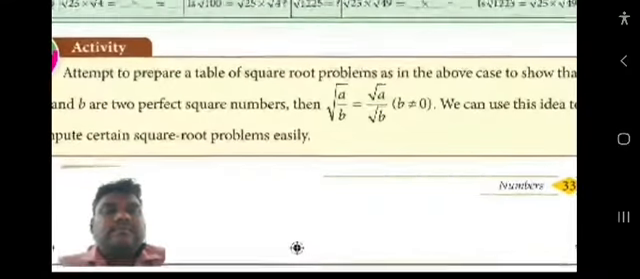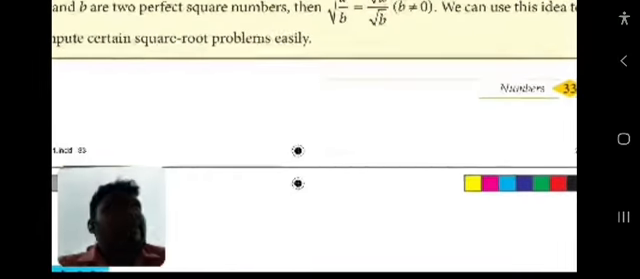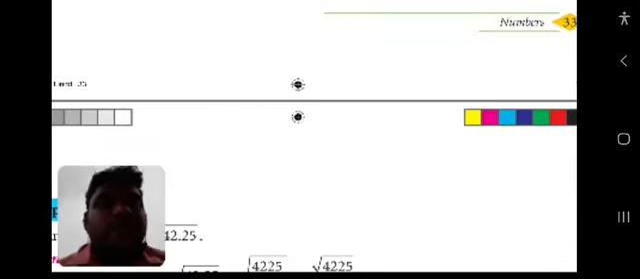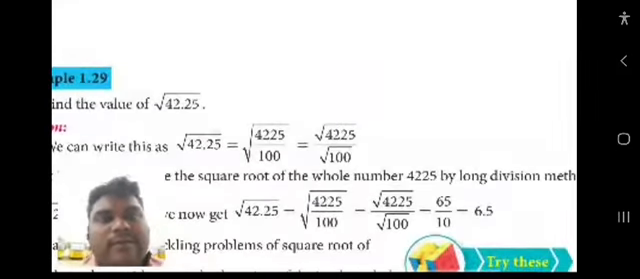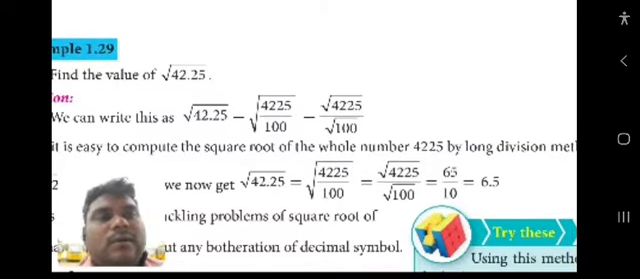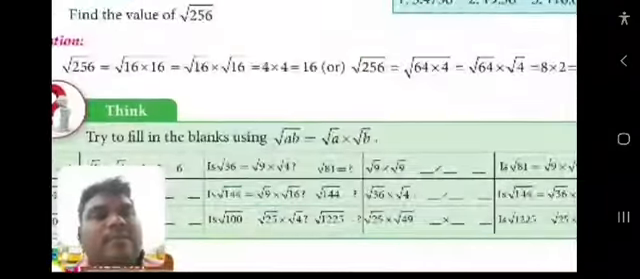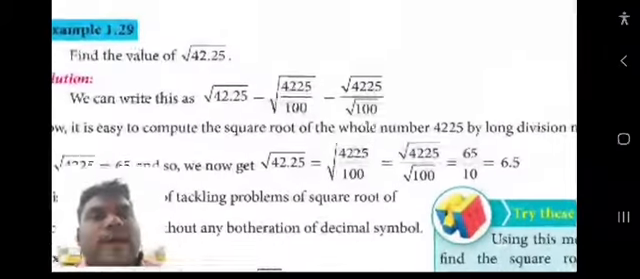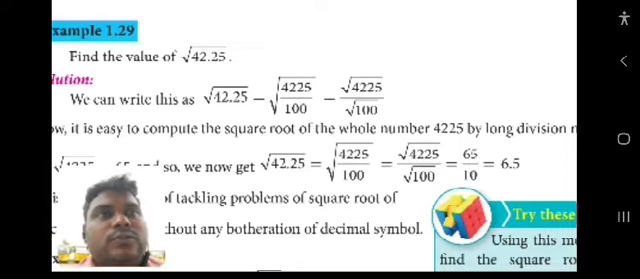Next, root a by b equals root a by root b. Okay, find the value of... the examples and the decimals for the same sum are given here. Find the value of root of 42.25.